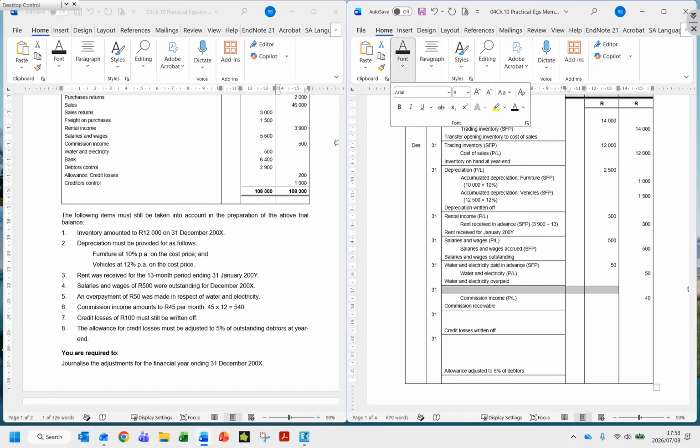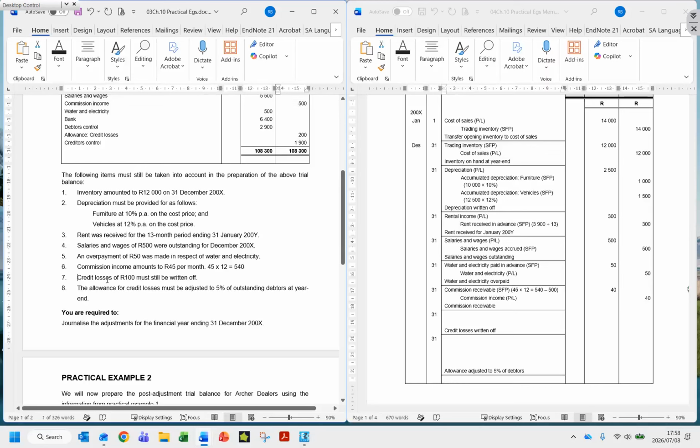And we just call it what happened with this commission income. It is owing to us. So we need to still receive it. So you call it commission receivable. And it is a statement of financial position item. Because it is being debited, it will fall under current assets.